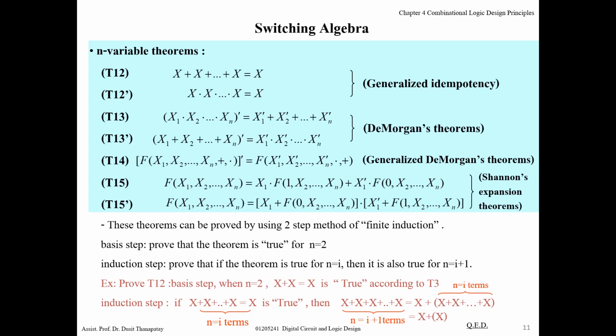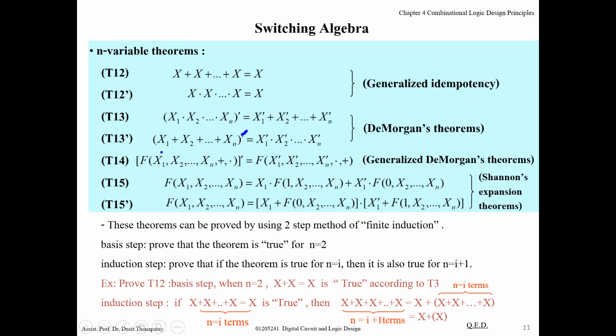And another theorem for n variables. For example, x plus x is x, x and x is x. It is generalized idempotency, or invert of x and x1 and x2 and so on. So you can distribute the invert to each variable and change AND to OR.